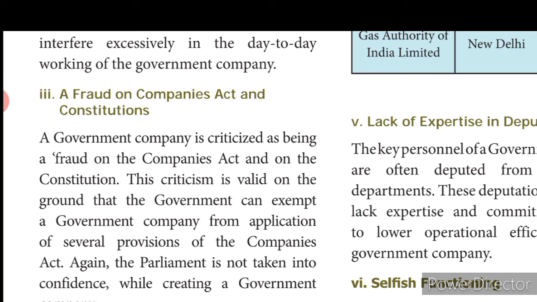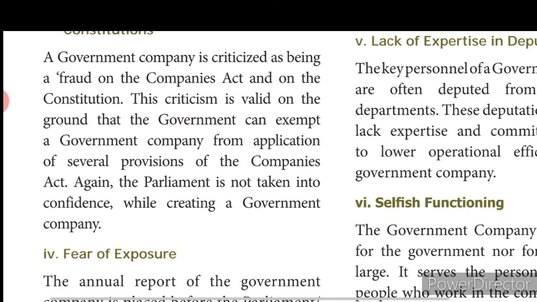And fraud on a company act and constitution. A government company is criticized as being a fraud on the company act and on the constitution. This criticism is valid on the ground that the government can exempt a government company from application of severe provisions of the company act. Again, the parliament is not taken into confidence while creating a government company. So here what happens is, if any fraudulent thing happens, the government company will not take decisions against the same company, isn't it? Because it is for the government only, so they will not take much decision. So here that also is there.